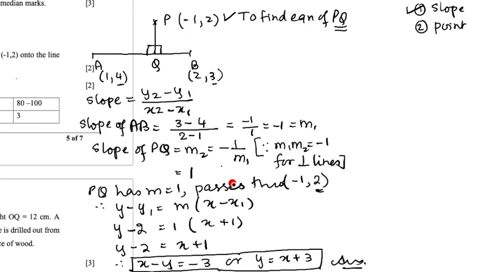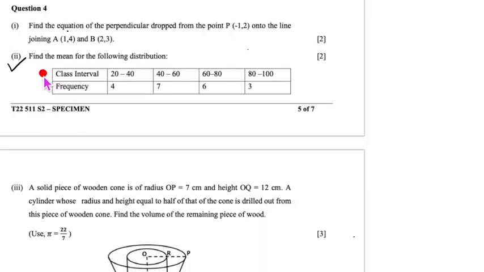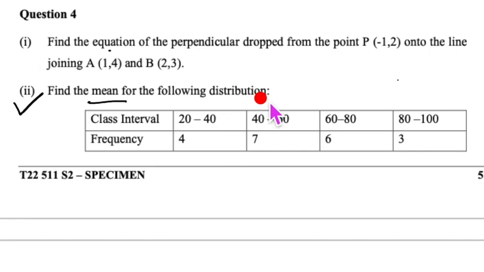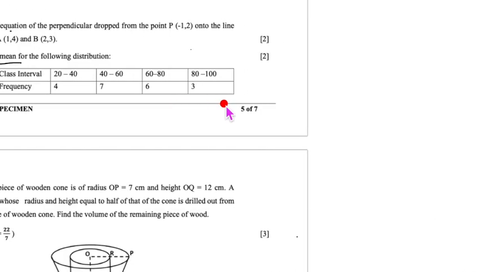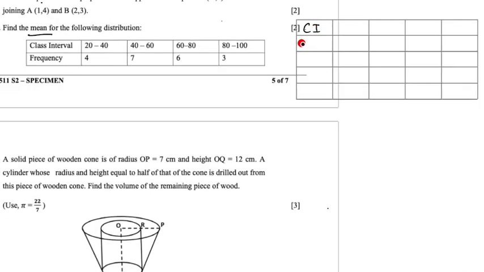Okay, so this was our first question. Let us come to question number 2 of question 4. This again is of 2 marks. We have to find the mean of the following distribution, and the class intervals and the frequencies are given. So let us make the table. This is your class interval 20 to 40, then we have 40 to 60, 60 to 80, and 80 to 100. Then we'll have the frequencies 4, 7, 6, 3.